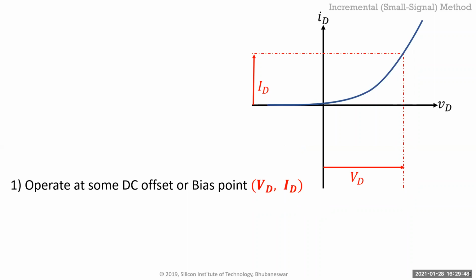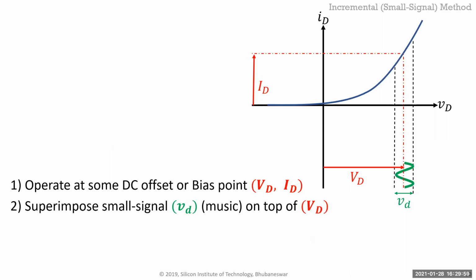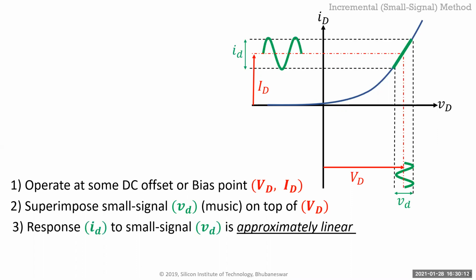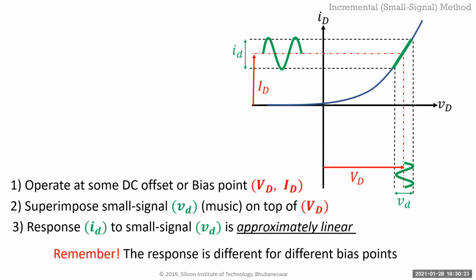You first have to operate it at some DC biasing point, like we did for the amplifier just before. We operated at VD over 2, right? So you operate it at some point. In this case, the diode, we operated at some value VD. And then you superimpose a small signal on top of that. So essentially what you're doing is you bias it DC and increment that DC value by a very small amount so that it still looks linear, right? And then you get the response for that, which is almost linear, provided that this VD is still very small. Remember, this is the key thing in small signal analysis, and people forget.